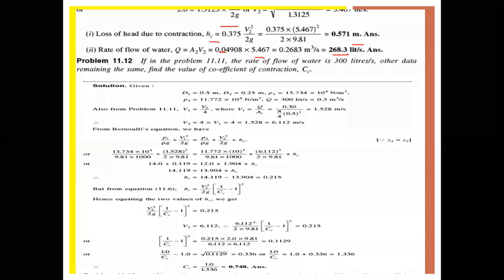When compared to enlargement and contraction, enlargement may be simple for doing the problem straight away, whereas coming to the contraction it takes more steps. Hope you understood here. Next problem.